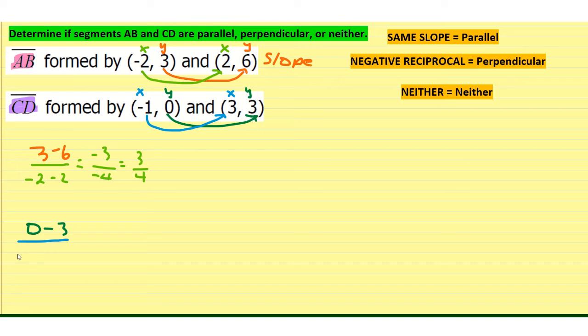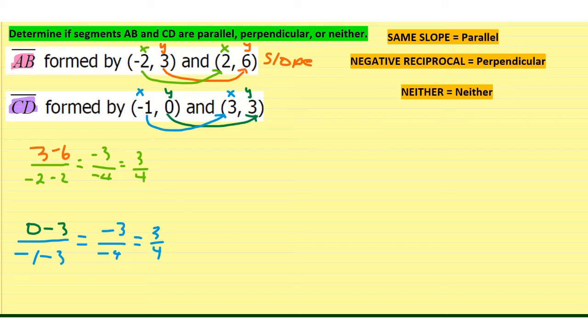So we've got -1 minus the 3. Now we'll use order of operations to continue working it out. 0 minus 3 is a -3. -1 minus 3, that is a -4. And again, we reduce that by canceling the negatives. And so my slope for the second set of points is 3/4.